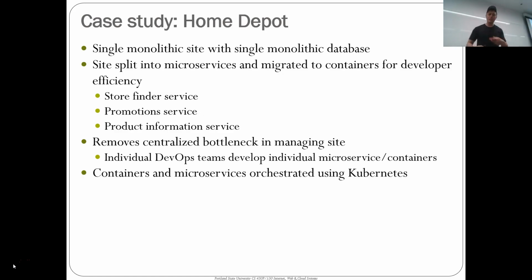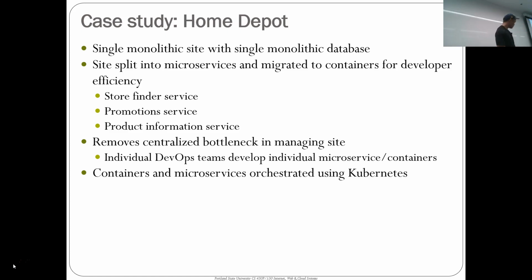Another case study is Home Depot. They started out with a single monolithic site with a single database on the back end, and they decided to split this into microservices and migrate it to containers. And the biggest thing is developer efficiency. Because if you're developing and there's just one monolithic site that you develop to, all of the engineers trying to improve different subparts of that site have to collaborate together on a release schedule to deploy things.